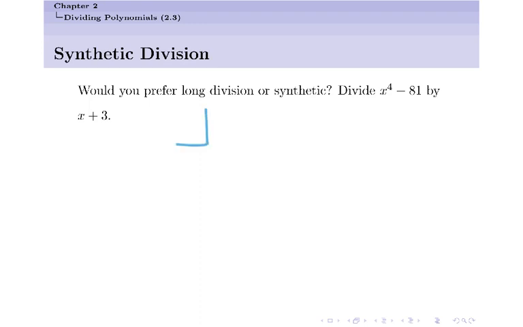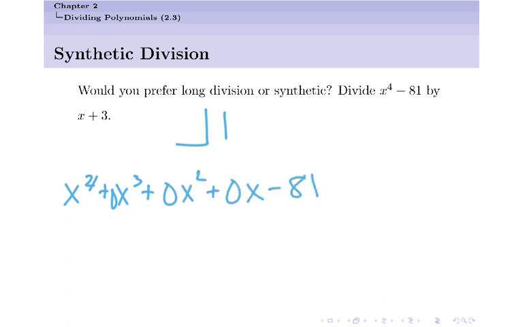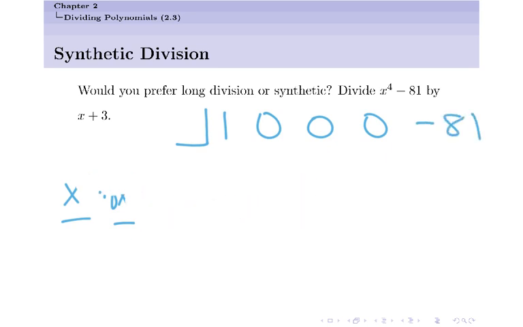So remember, I write my coefficients. Now this really is 0x to the third, 0x squared, 0x minus 81. 4, 3, 2, 1, 0. So then I have a 0 next, and then a 0, and then a 0, and then a negative 81. So don't forget your zeros as placeholders. You will get the entire problem wrong if you don't include those when needed.